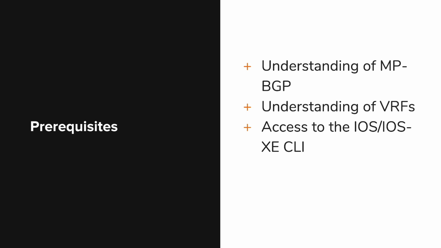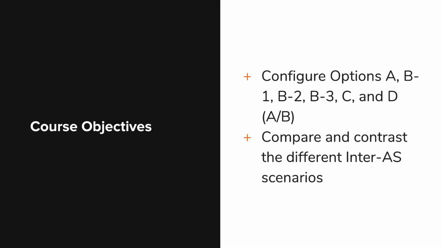Let's also take a look at the learning objectives related to this course. We're going to be configuring each of the options and have fully functional solutions for options A, B1, B2, B3, C, and option D. And again, we're going to be comparing and contrasting the different inter-AS scenarios to talk about the different pros and cons and the different use cases that each of these inter-AS scenarios is going to solve.